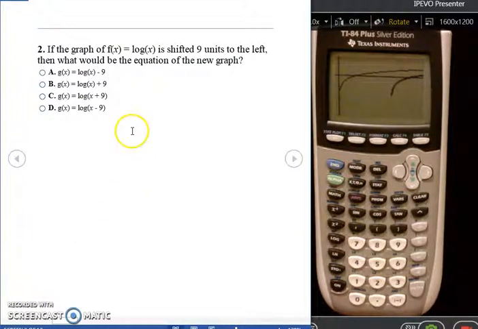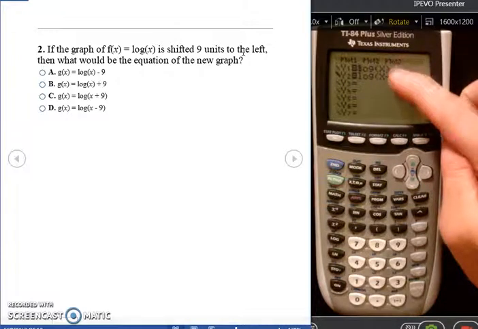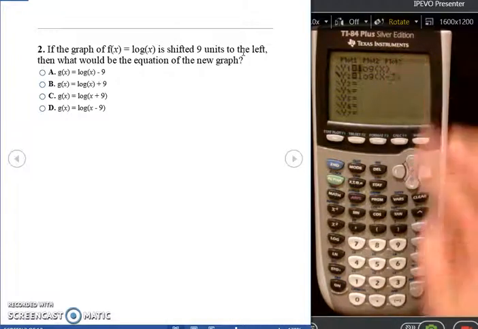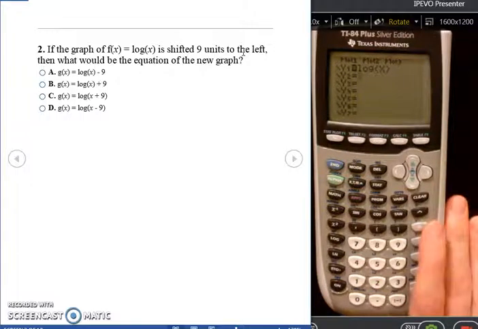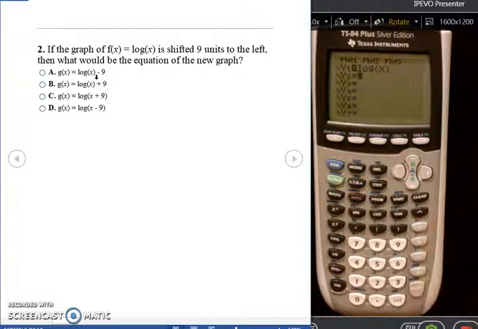And number 2 gives me the original graph and then asks which of the following answers shifts it 9 units to the left. So I'm going to go back to y equals. The first one already has log of x in it, so I don't need to type it again. But I'm going to clear out y2 and try each of these answers. If there's one that you're suspicious is the answer, try that one first, and if it doesn't work out, then try another one.